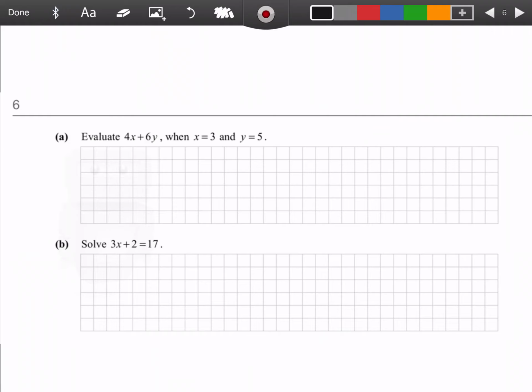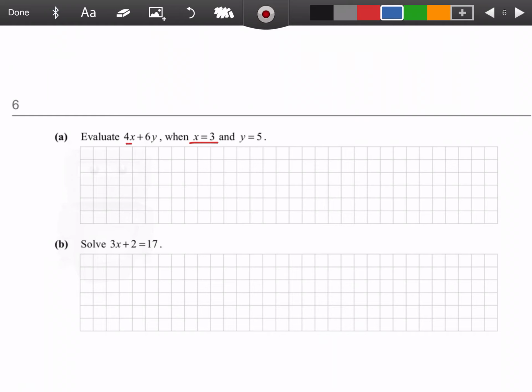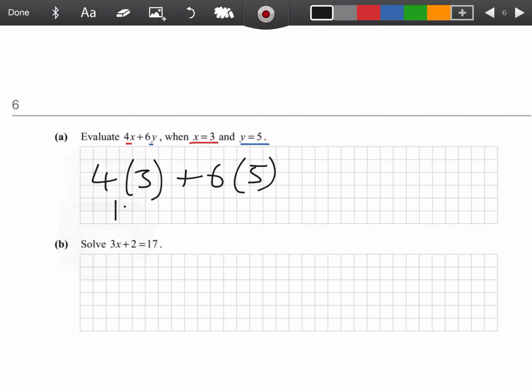Question 6. Same process. All the same stuff that's being asked again and again. Evaluate, solve, simplify. So I've got x is equal to 3. So I'm going to substitute in 3 there. And I've got y is equal to 5. So I'm substituting in 5 there. So I've got 4 by 3 plus 6 by 5. 4 by 3 gives me 12, 6 by 5 gives me 30, and 12 plus 30 gives me 42. Done and dusted.